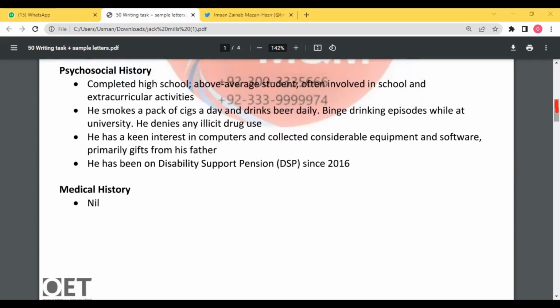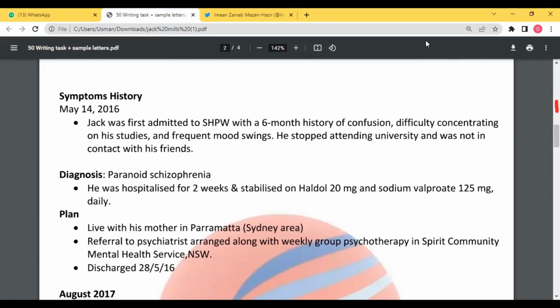Let's say that is followed by the first letter. You can say the symptoms. Patient was first admitted with a 6 week history of confusion. We will read it thoroughly. It's like you are a psychiatrist, an emergency psychiatrist, and you're writing back to the primary psychiatrist, like that.